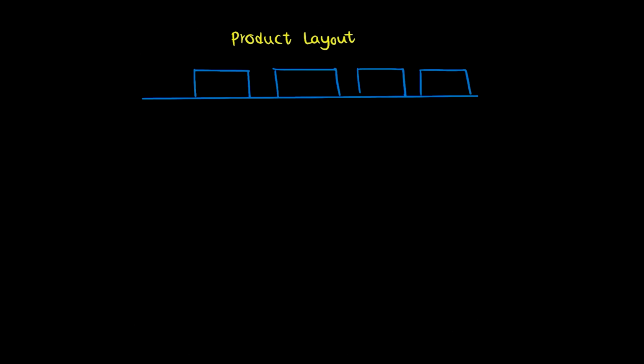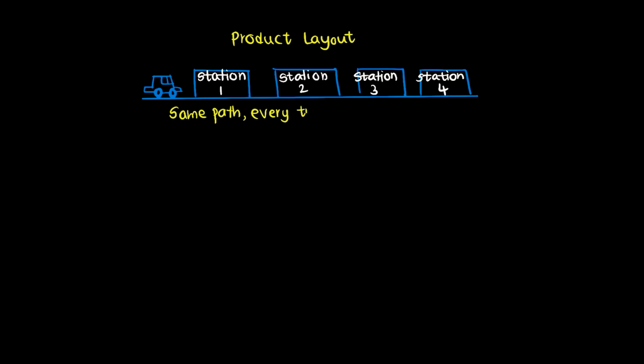Layout types describe how you physically arrange a workspace. In this car factory, every vehicle moves through a fixed sequence of stations, same order, same path, every single time. Workstations are lined up along that path. That is a product layout, also called a production line or assembly line layout. It is designed for high volume, low variety production, where efficiency comes from repetition and flow.